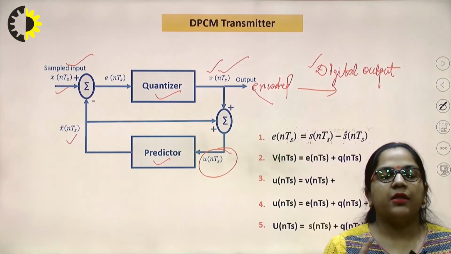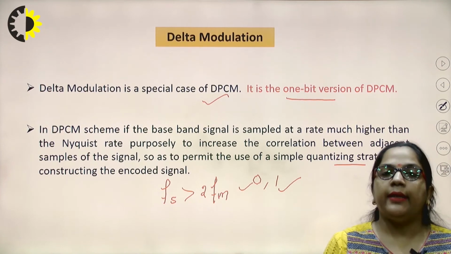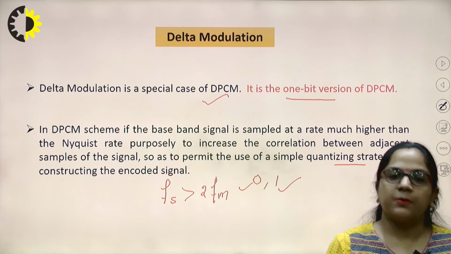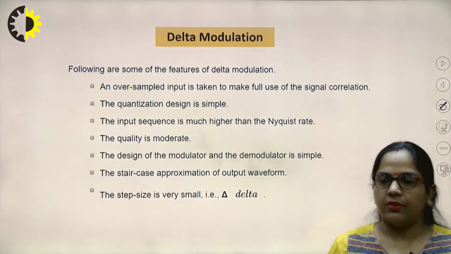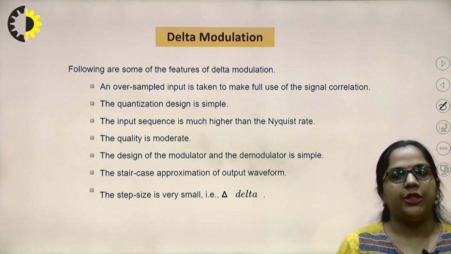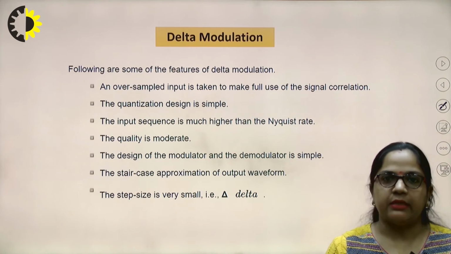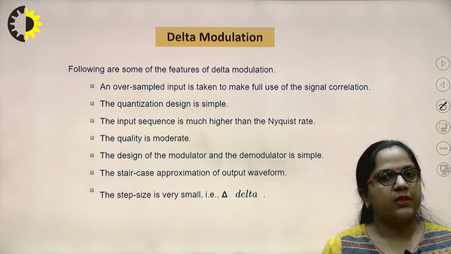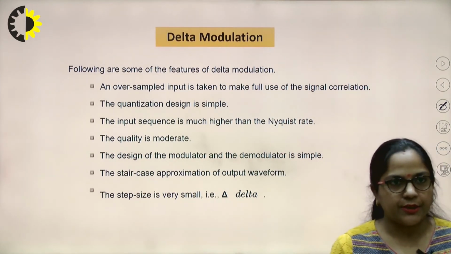Only one bit is required to be transmitted in case of delta modulation, depending upon whether the difference between the current sample and its previous value is positive or negative. So obviously in case of delta modulation, the bandwidth requirement is least in comparison to all the digital pulse modulation techniques. Here we have some more features about delta modulation.